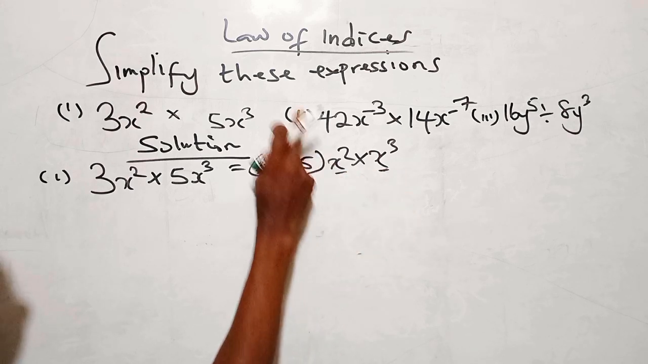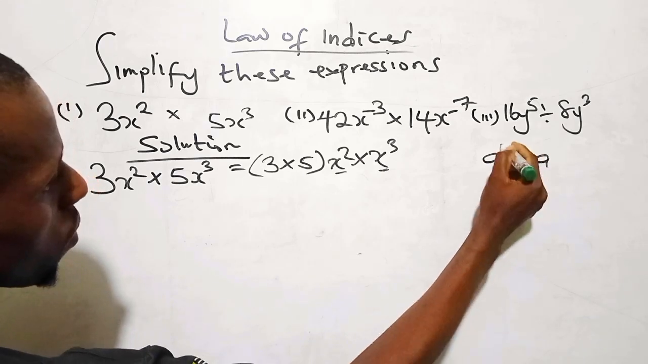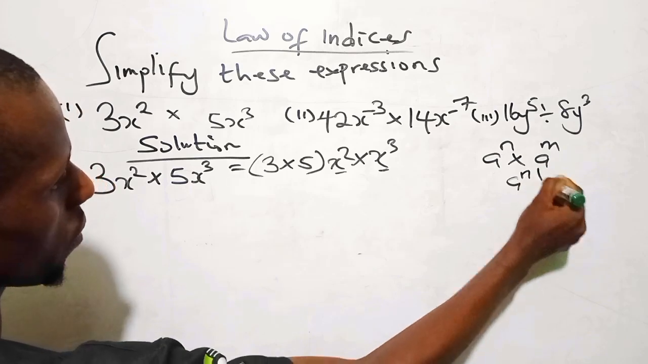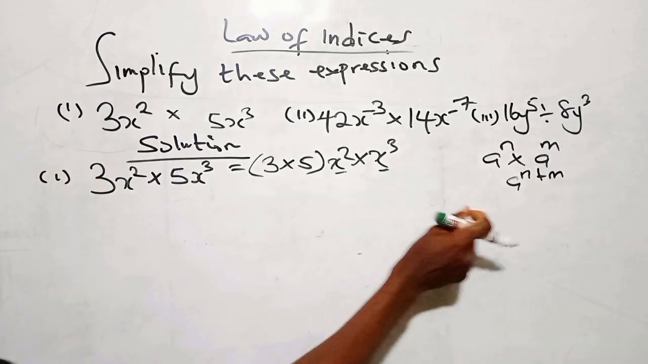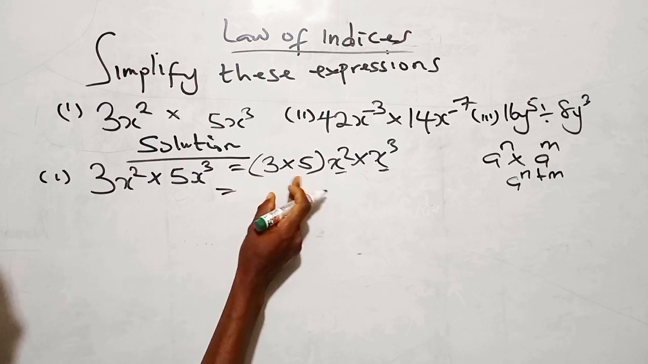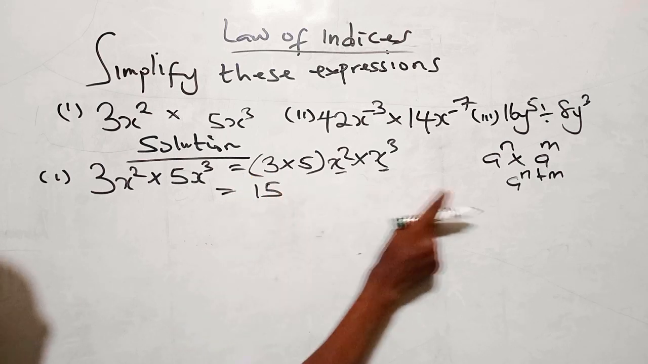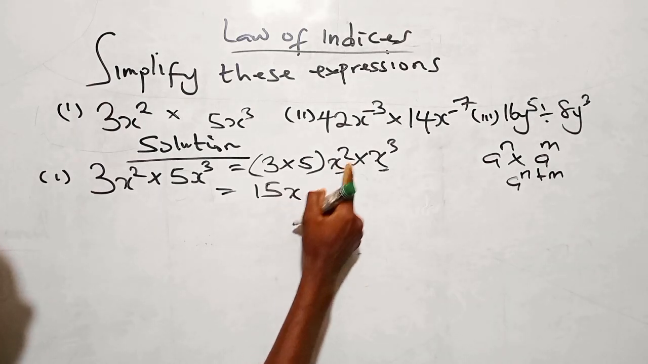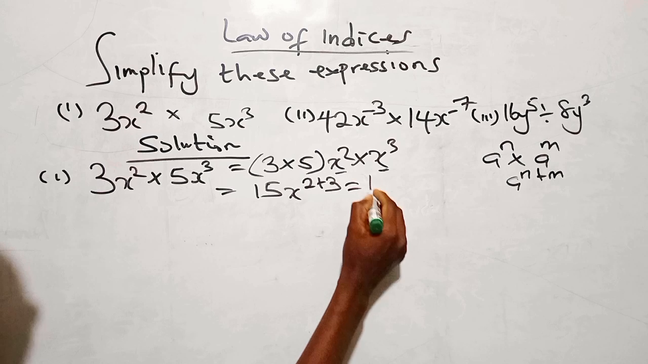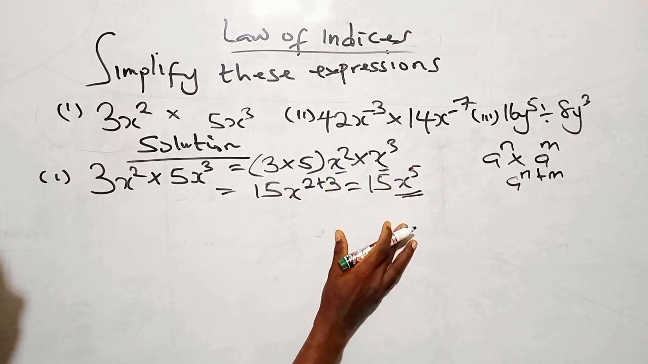One of the laws of indices says that when you multiply the same base, you pick out one base and add the indices. Before we apply this, let us resolve the coefficients. 3 times 5 is 15. So we pick out one x, and we add the powers, 2 plus 3. So here we have 15 times x raised to power 5.